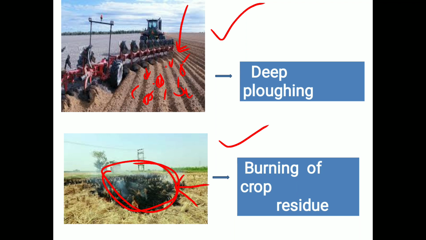This is the beneficial effect, but at the same time, whatever natural enemies, natural biocontrol agents, or beneficial microorganisms are present in crop residues or inside the soil are completely killed due to the heating. So these are the disadvantages of burning of crop residue.